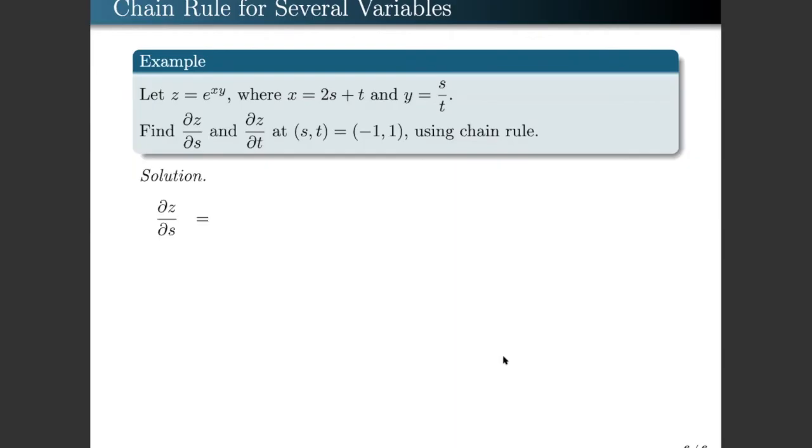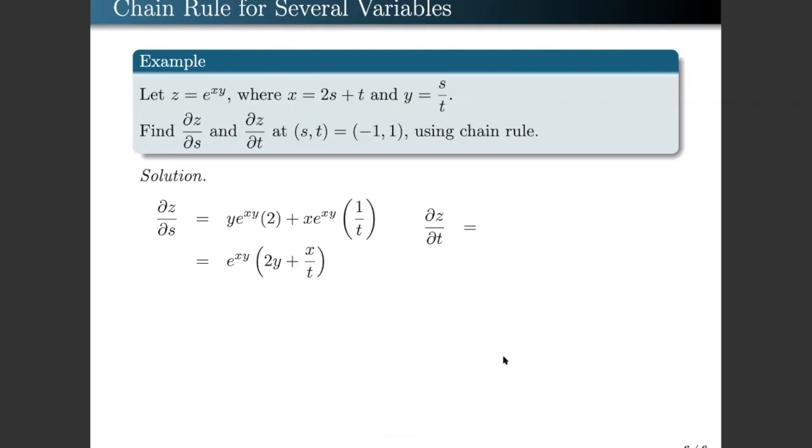So based on the formula for the chain rule, the partial of z with respect to s is equal to the partial of z with respect to x. In this case, it's y e to the xy. We multiply that to the partial of x with respect to s, which is 2. Then add the partial of z with respect to y. In this case, it's x e to the xy, multiplied with the partial of y with respect to s, which is 1 over t. Notice that we have a common factor here, e to the xy, so we factor it out and write it like this.